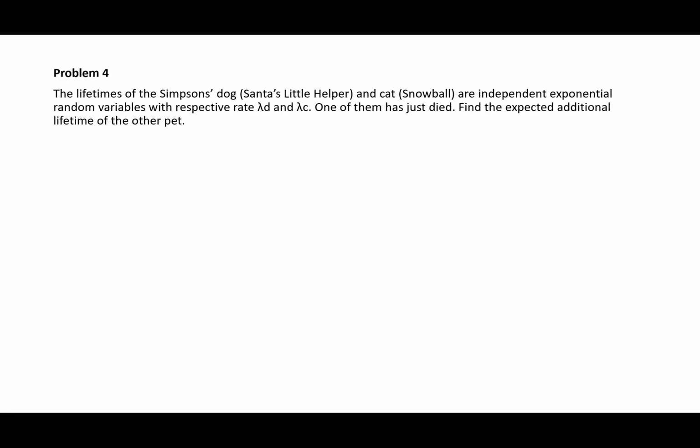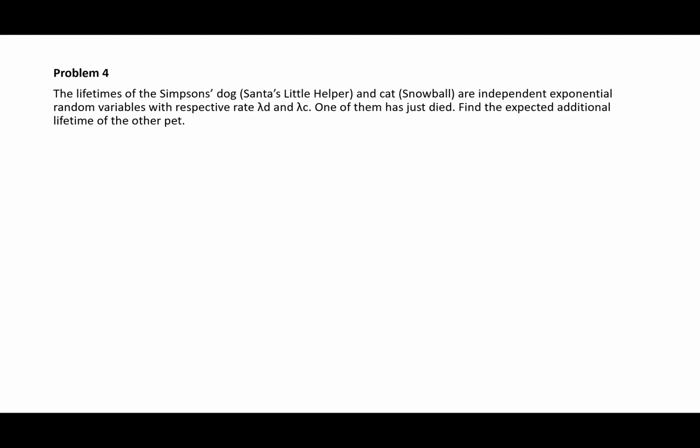So one of these two pets has just died. We don't know which one, but one of them has died. We want to find the expected additional lifetime of the other pet. And we don't know which one has actually died, but we can still calculate, even though we don't know exactly which one died, the expected value of the additional lifetime of the remaining pet. Okay, so this is actually a pretty straightforward problem.